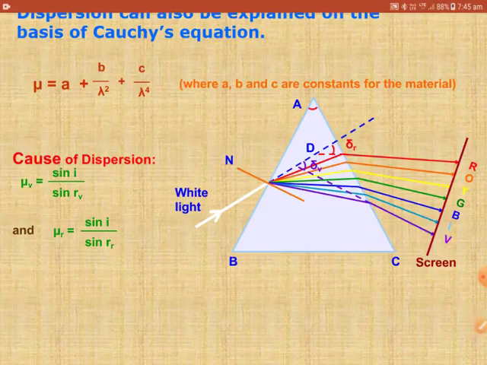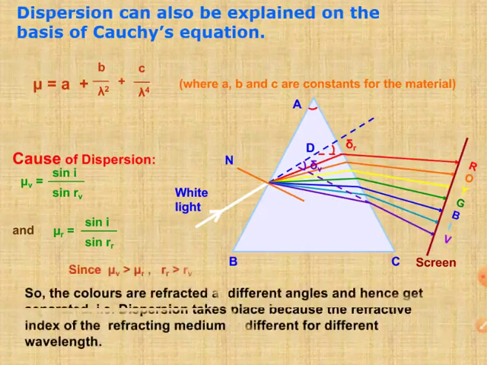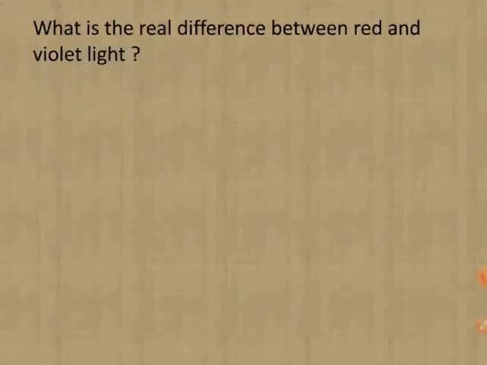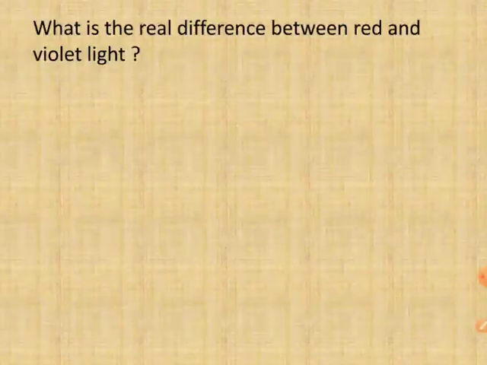The angle of refraction for different colors will be different, and so it gives the cause of dispersion also. That is also given here. You can pause the video and note it down if you want. Now let's see the differences between red and violet light.